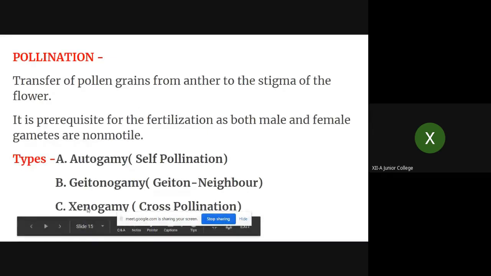Now, what is xenogamy? Xenogamy means cross pollination, where two different plants but of the same species are involved.